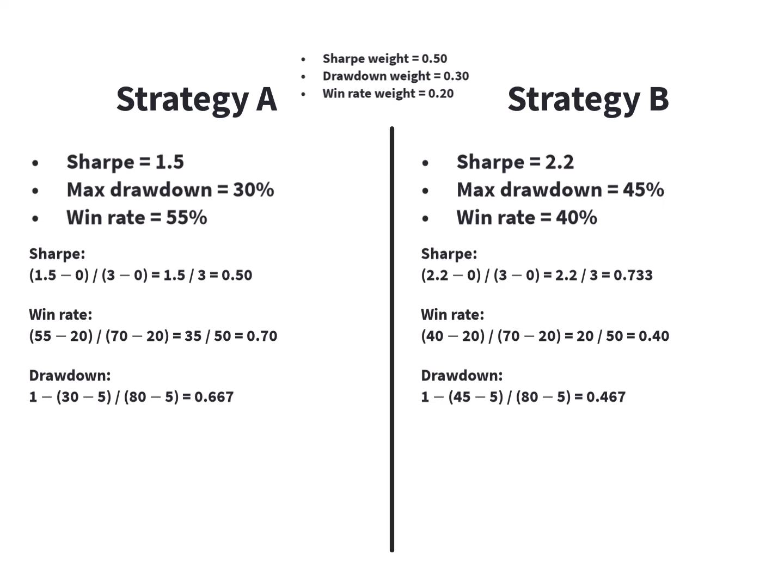Now we have to multiply each normalized score by its weight. So in this case, for strategy A, 0.5 is multiplied by 0.5, and so on and so on. You can see this in the slide over here. And for our final step, we have to compare these numbers to the ideal and anti-ideal solution. But here is something important you have to keep in mind.